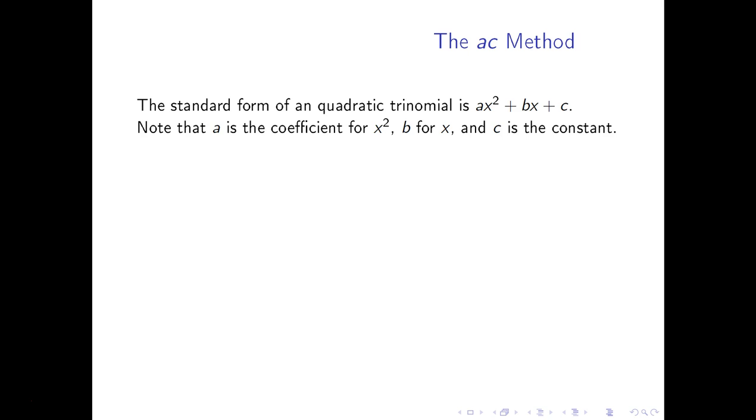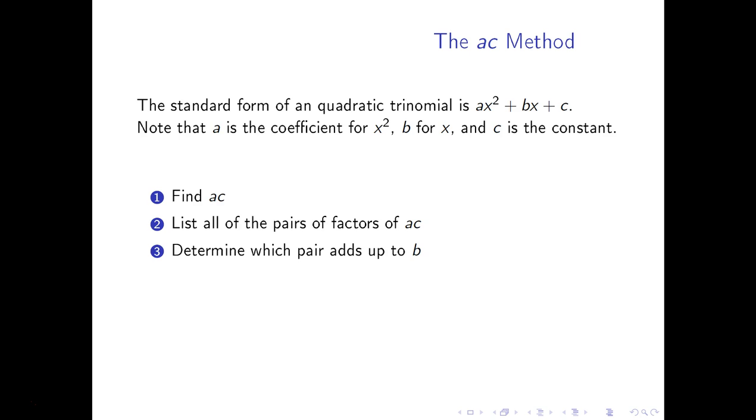First off, as we said, the standard form of a quadratic trinomial is ax squared plus bx plus c. So a is the number in front of x squared, b is the number in front of x, and c is just the constant, just the number. What we're going to do is, one, multiply a times c. Then you're going to list all pairs of factors of ac, so all pairs of numbers that multiply together to give you ac. And then finally, you're going to determine which of those pairs adds up to b, and then split bx into two terms.